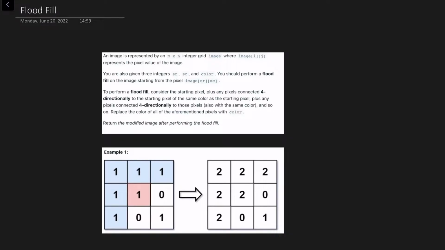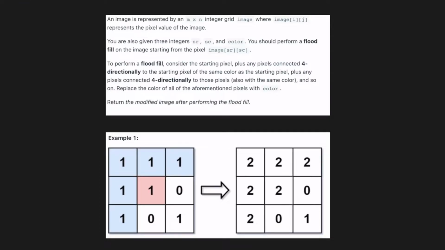Today we are solving flood fill, so let's dive right into it. So we're given an image that is represented by an m times n integer grid, and m of i and j represents the pixel value of the image, or the color. And we're also given three integers, SR, SC, and color. SR, SC would be the starting point, and the color is basically the new color that we are going to insert.